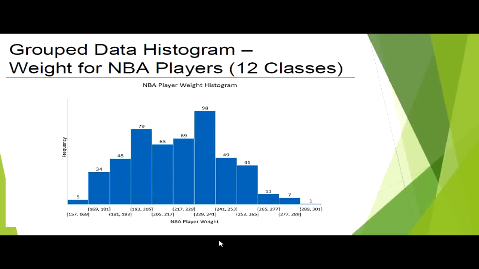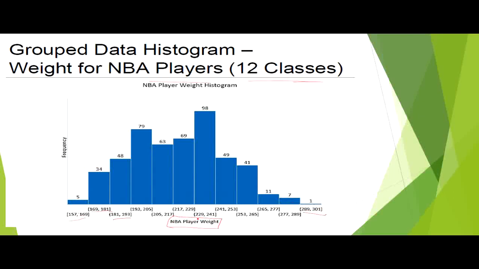Grouped data histogram. Weight of NBA players, 12 classes. There are 12 intervals: 1, 2, 3, 4, 5, 6, 7, 8, 9, 10, 11 and 12. This is between 157 and 169, this is between 169 and 181, 181 to 193. This way the intervals have been found. Finally, the last interval is 289 to 301 pounds. I don't know what unit is given. No, no unit has been given, just given as weight.